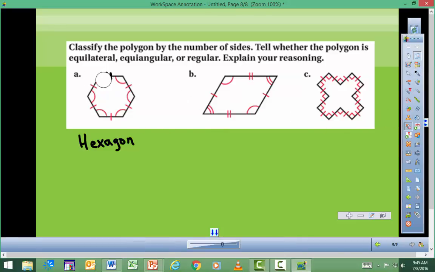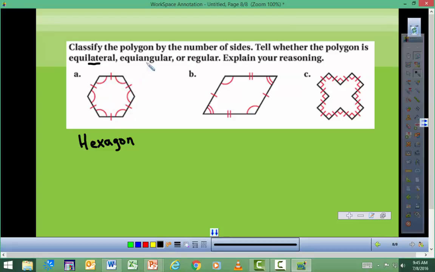We have that all the sides are congruent. So we do have the situation where it is equilateral, but we also have that all the angles are congruent, and that would mean that it's equiangular. And remember, if you have both of them, we would say it's regular. So we're going to say this is a hexagon, and it's a regular hexagon. Alright, so there's the first one.